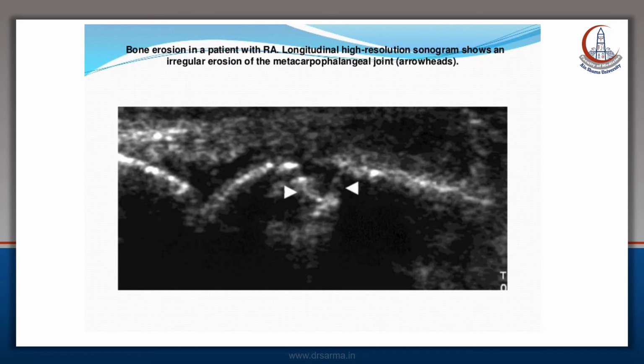This is an example of bone erosion in a metacarpal head. It is a pathologic erosion as its size is more than 2 millimeters.